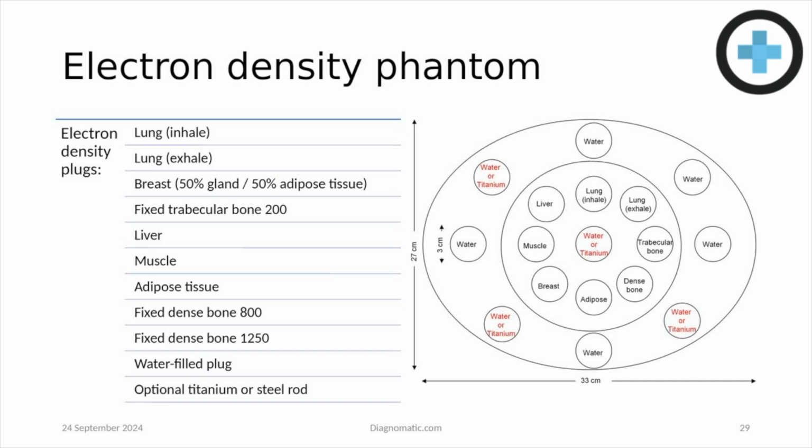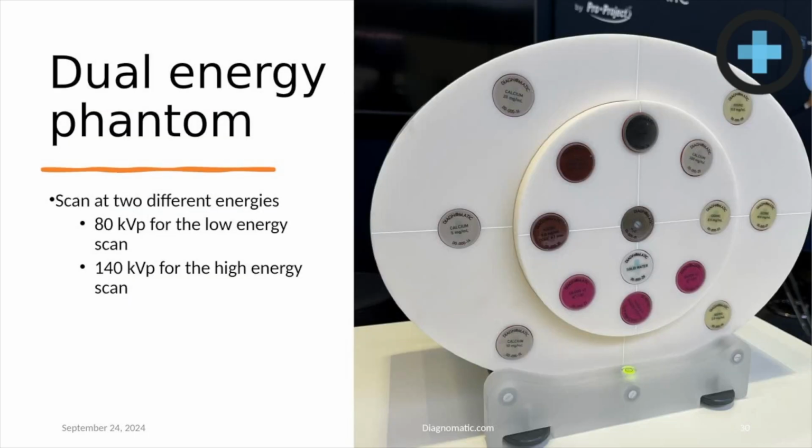There's a number of different manufacturers that have these electron density phantoms out there. They all tend to have similar inserts. We make all these inserts ourselves. Don't outsource that. So that brings us to the dual energy phantom.